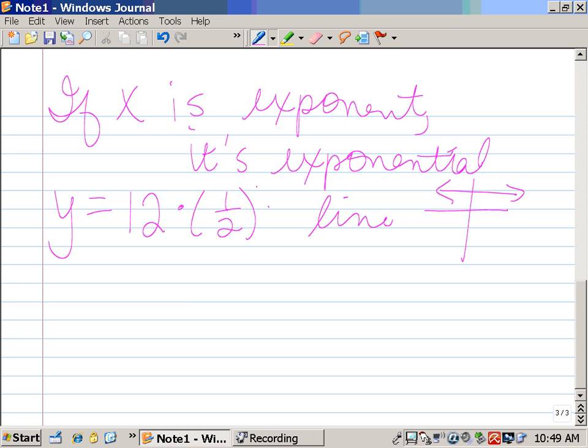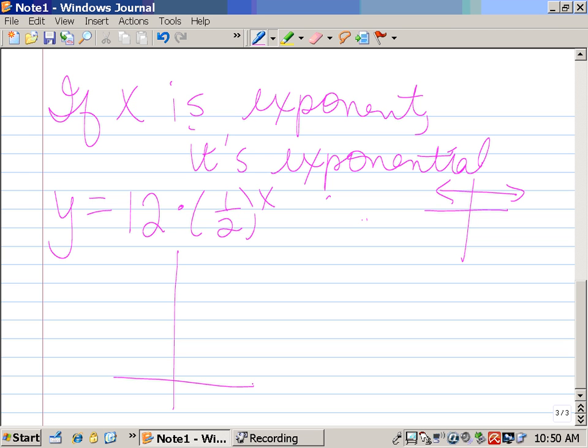Okay, now, what if I put a 2 right here? Now what is it? Not linear anymore. Well, sorry, it is linear. You're right. That would be linear. Now what happens if I put an x? Exponential.